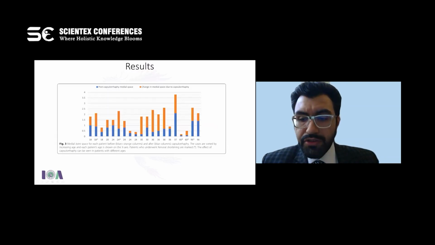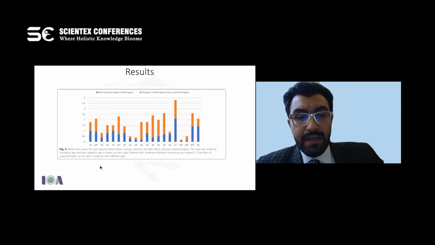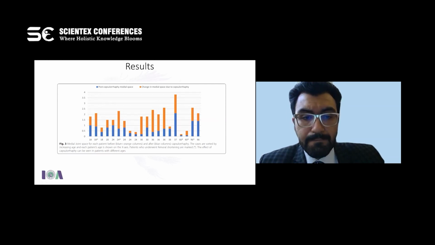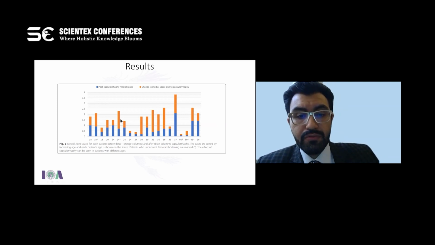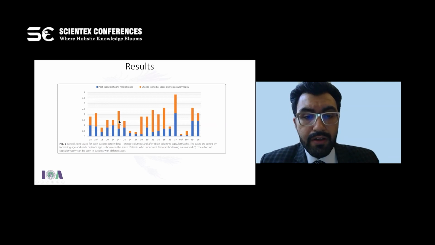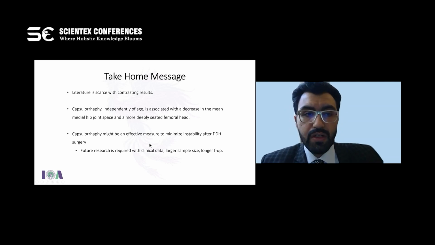In this bar chart, you can see the detailed medial joint spaces of each patient before and after capsulorrhaphy. The whole bar, including the blue and orange columns, shows the medial joint space before capsulorrhaphy, and the blue columns show the medial joint space right after capsulorrhaphy. As you can see, in all cases there was a reduction in the medial joint space, and the mean reduction was calculated to be a significant one.